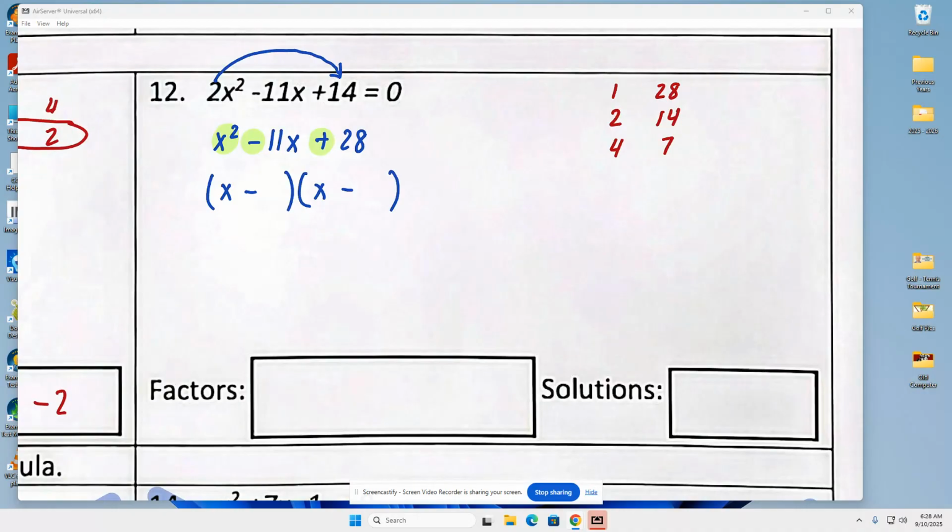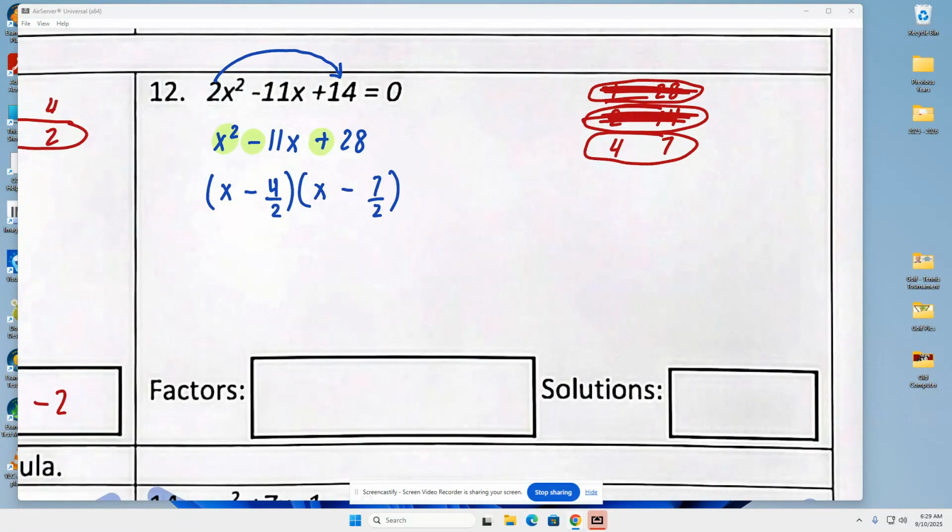This time, because these signs are the same, we're looking for the two that multiply to get 28 but combine to get 11. Well, 1 and 28 combine to get 29. That's not it. 2 and 14 combine to get 16. 4 and 7 combine to get 11. So it's got to be 4 and 7. So we're going to come back with the 4 and the 7. Now listen. We went over. You can't forget to come back under.